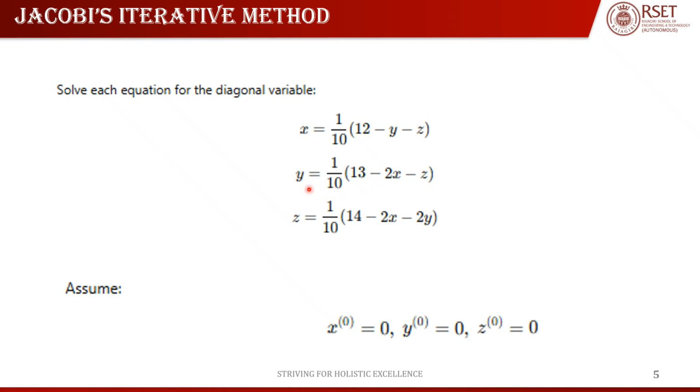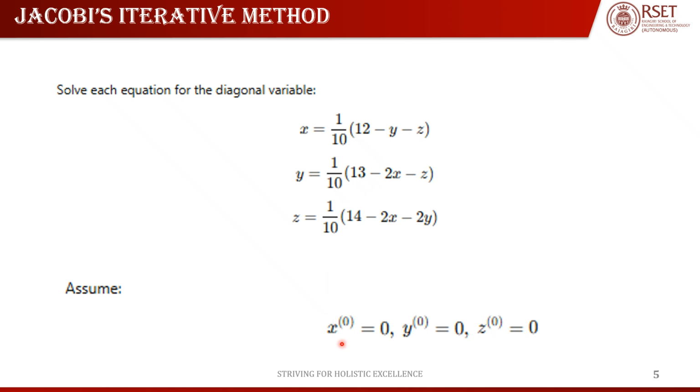So you had three equations: this is from the first equation, this is from the second equation, and this is from the third equation. This is the only step to remember in Jacobi's iterative method. And once you separate x, y and z, you will have the iteration formulas for the initial approximation.